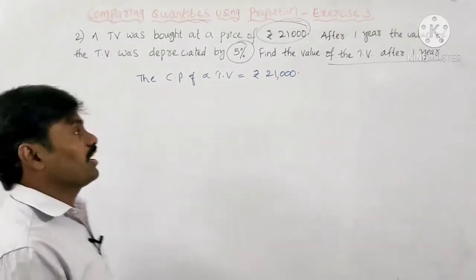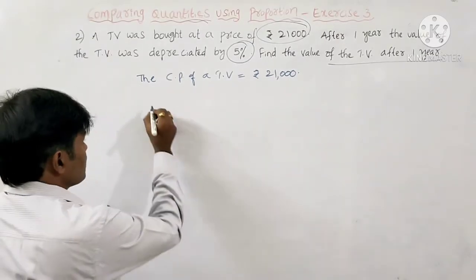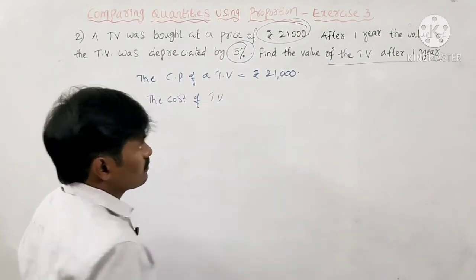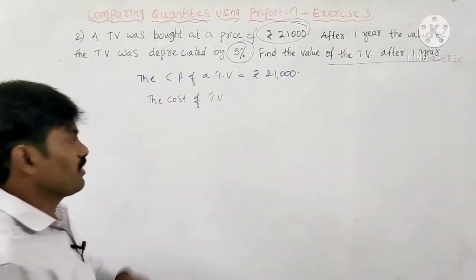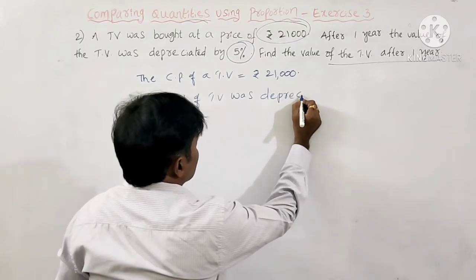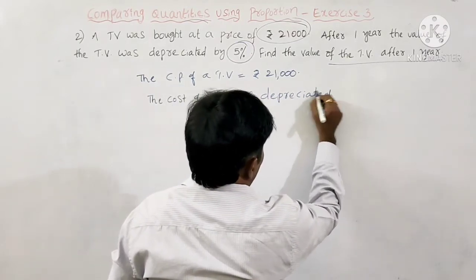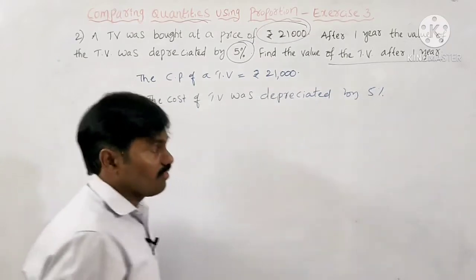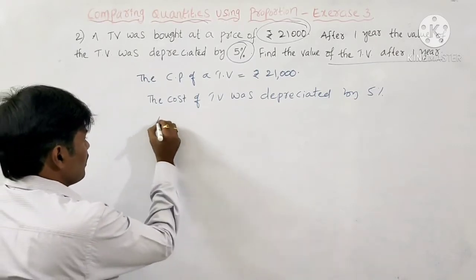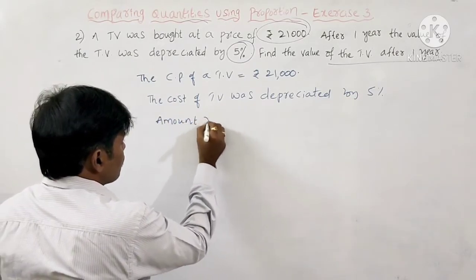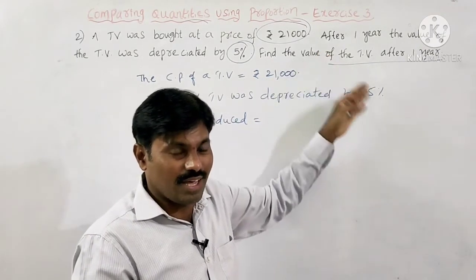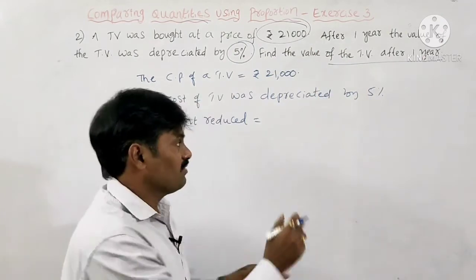How much is reduced here? It is reduced by 5%. The cost of the TV was depreciated by 5%. Then what will be its cost after 1 year? Reduced by 5% means how much amount is reduced? 5% of that cost, 5% of 21,000 rupees.